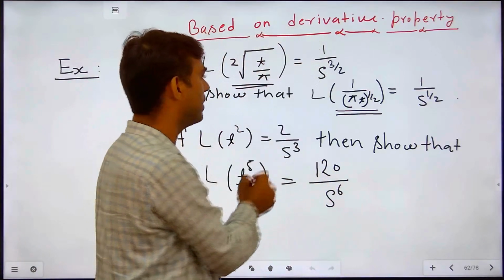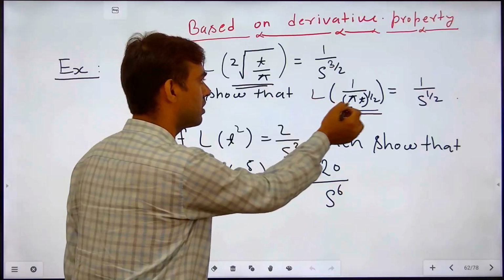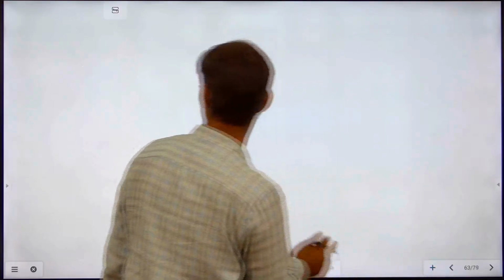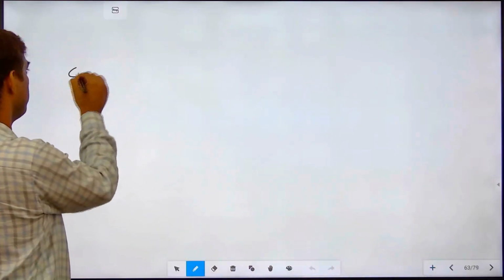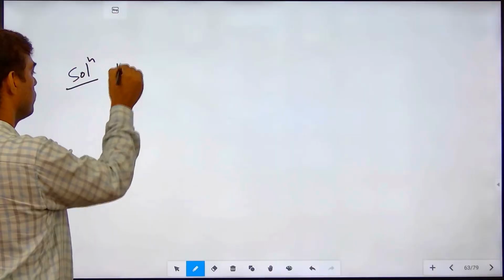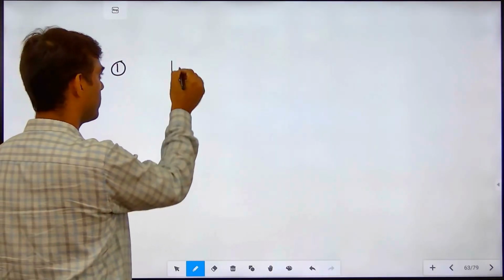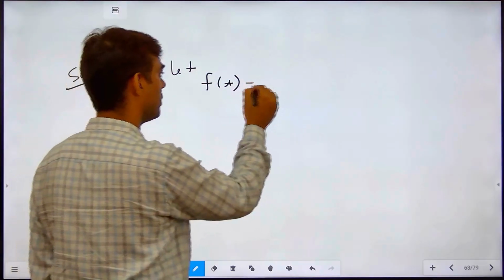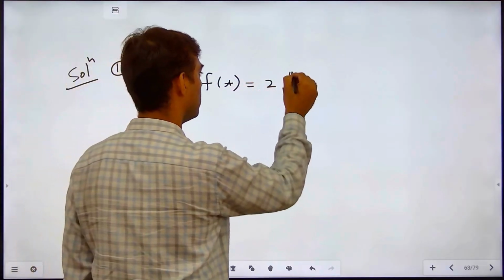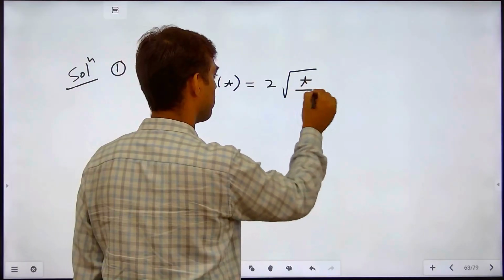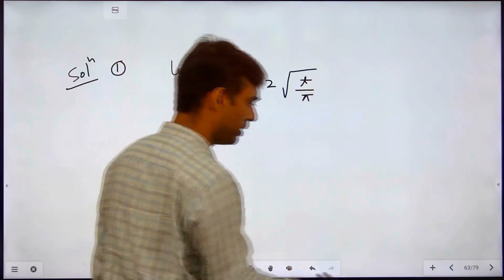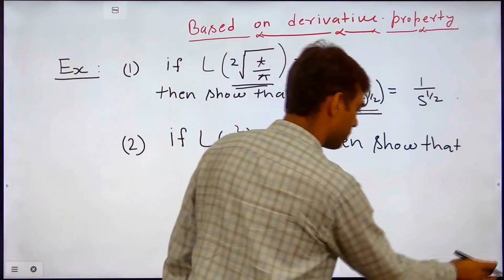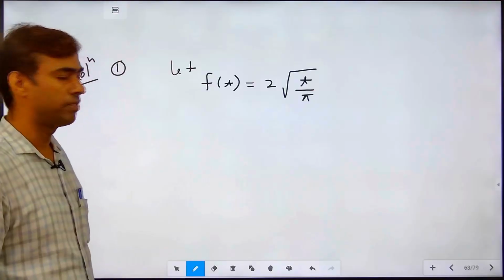If this one is given, then how do we prove that this is equal to this? So what is given? Solution of the first problem: let f(t) equal 2 times under root t by pi. Once we verify, this one is the problem. Suppose this one is f(t).